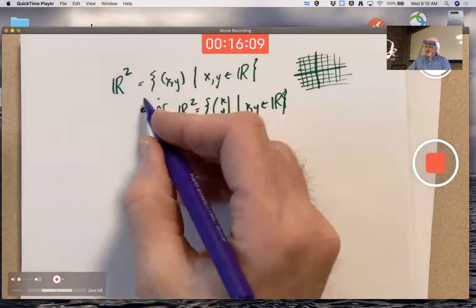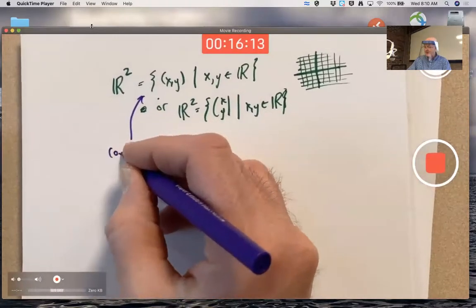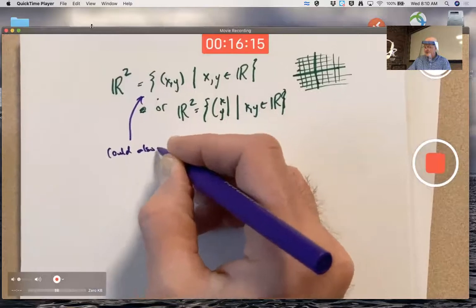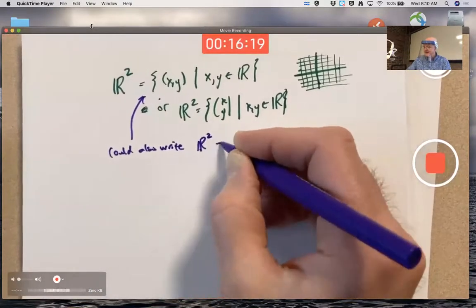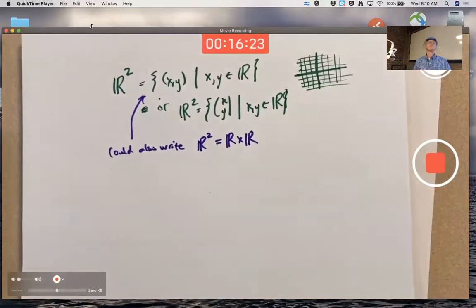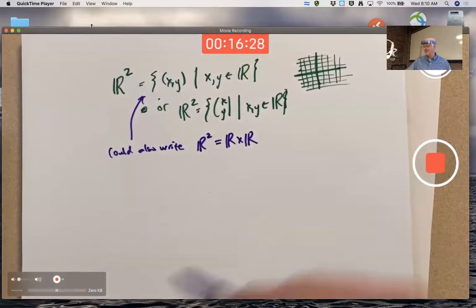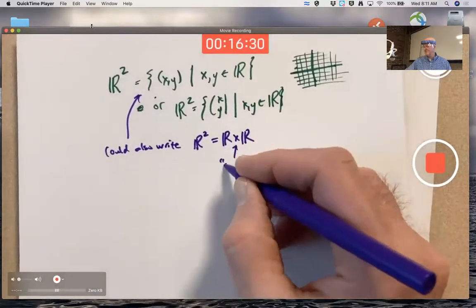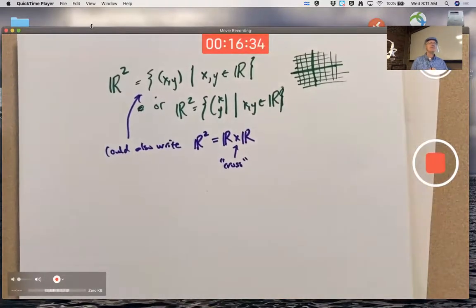And it's also related to something else. You could also write that R2 is R cross R, where that cross, well, it looks like a multiplication symbol. Is it a multiplication symbol? Not in the usual sense.